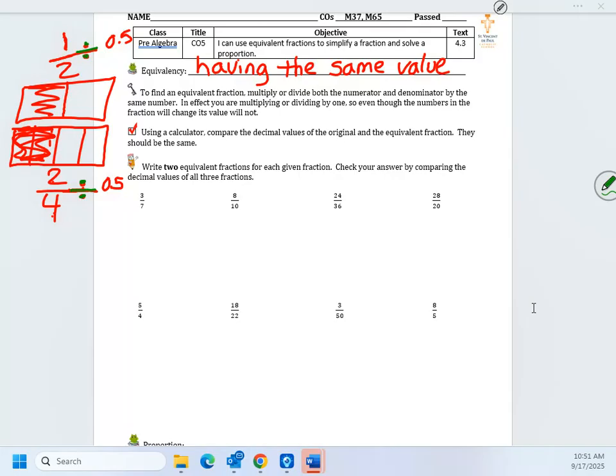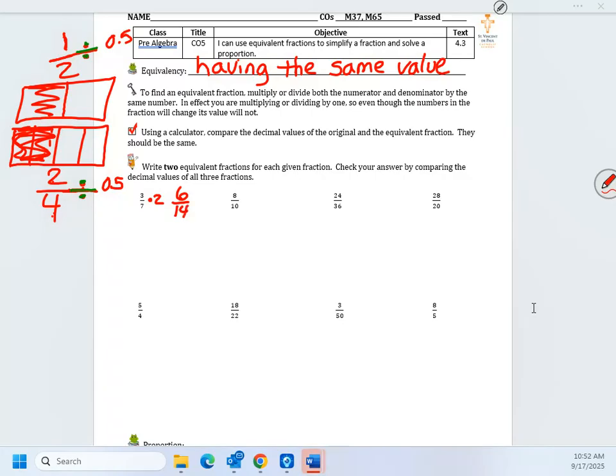So we are going to write 2 equivalent fractions for each given fraction. Check your answer by comparing the decimal values of all 3 fractions. So if we're given 3/7, what would be an equivalent fraction for that? Henry, 6/14. How did you get that, Henry? Because I multiplied 3 and 7 by 2. So Henry multiplied top and the bottom by 2. 3 times 2 is 6. 7 times 2 is 14.